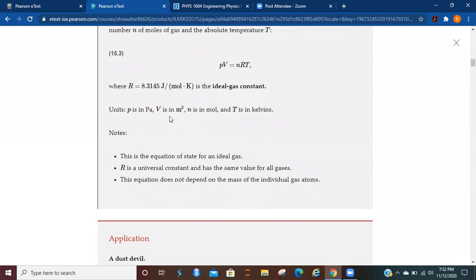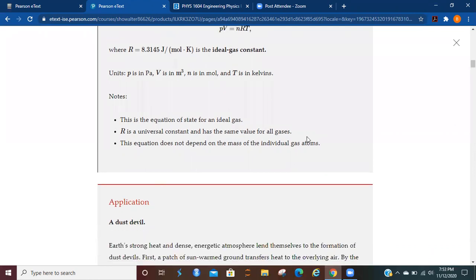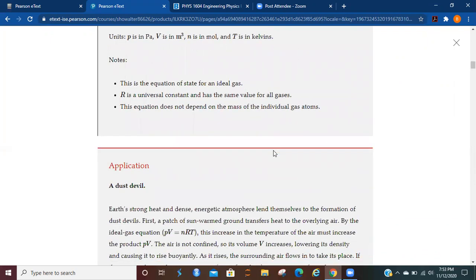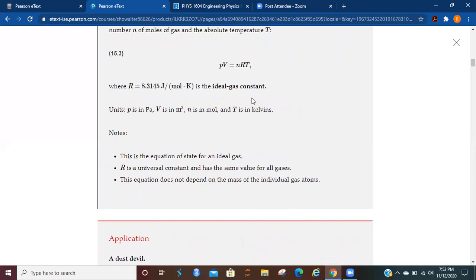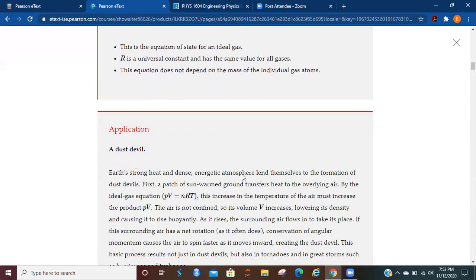The pressure is going to be in pascals. The volume is going to be in meters cubed. N is going to be the number of moles, and T is going to be the number of kelvins. R is going to be a universal constant and is going to have the same value for all gases, and it does not depend on the mass of the individual gas atoms. You have the number of moles, so you have how many they are, but you have no idea how much any of them weigh.